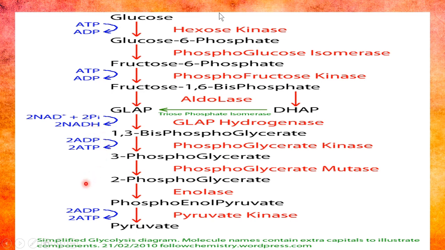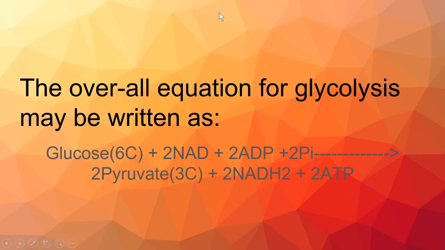The overall equation for glycolysis may be written as glucose, that is 6 carbon, plus 2 NAD plus 2 ADP plus 2 inorganic phosphate. It gives rise to 2 pyruvate, that is 3 carbon, plus 2 NADH2 plus 2 ATP. Okay, so net 2 ATP molecules are generated here.